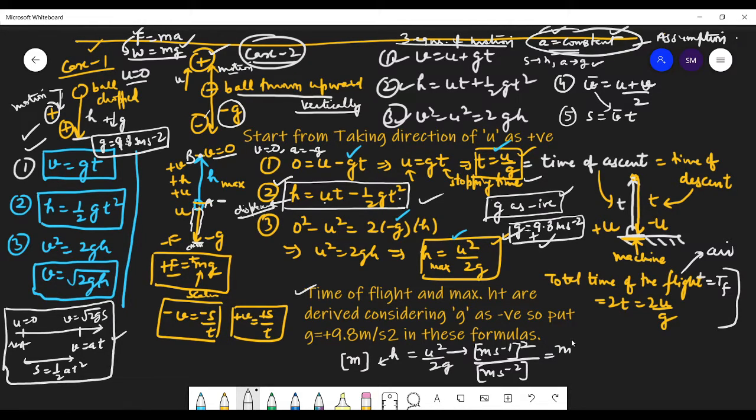So you will get in the numerator meter square per second square, and the denominator is meter per second square. So second square cancels out, one meter cancels out, and you get meters. So the units are the same on both sides. Okay, so this is the first thing.